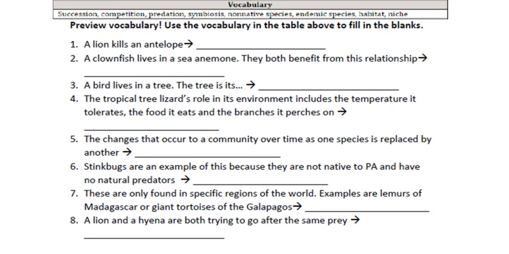So a little bit of preview with our vocabulary. If a lion kills an antelope, this is a predator-prey interaction, so we call that predation. A clownfish lives with a sea anemone, they both benefit. When they both benefit, this is what's called a symbiotic relationship when you have two species interacting. And when they both benefit, just kind of a little foreshadow, this is called mutualism.